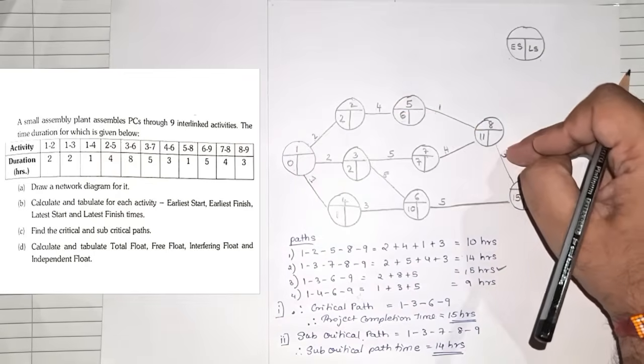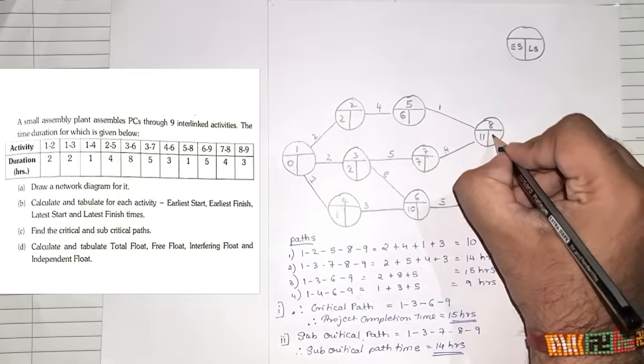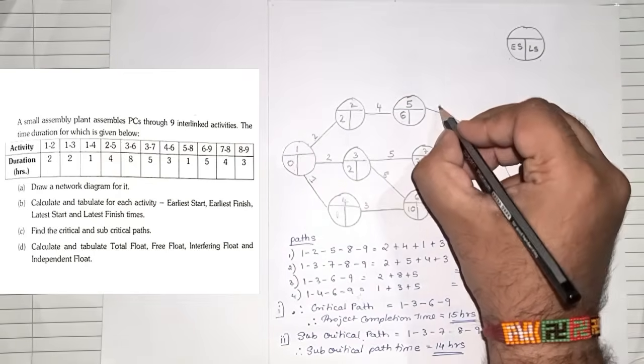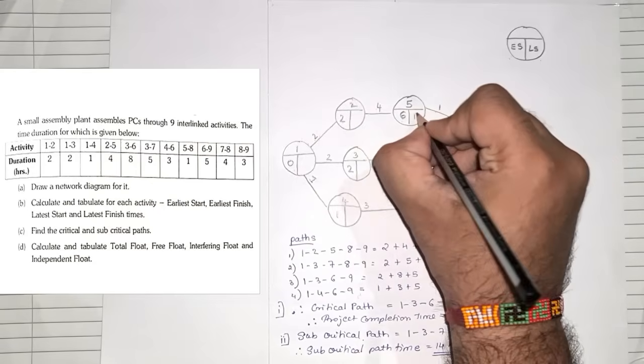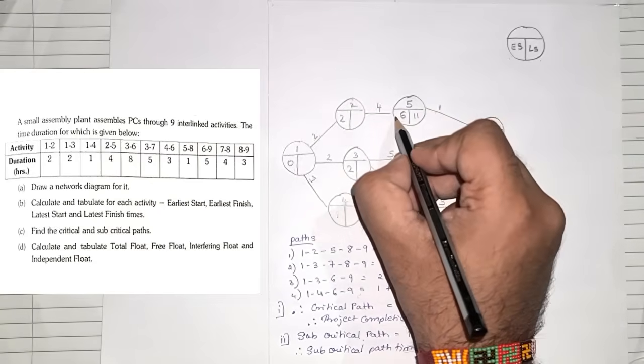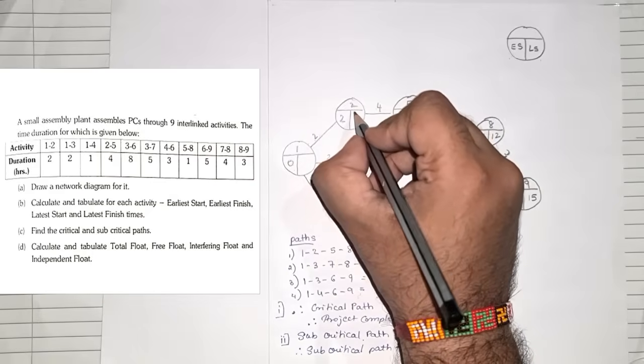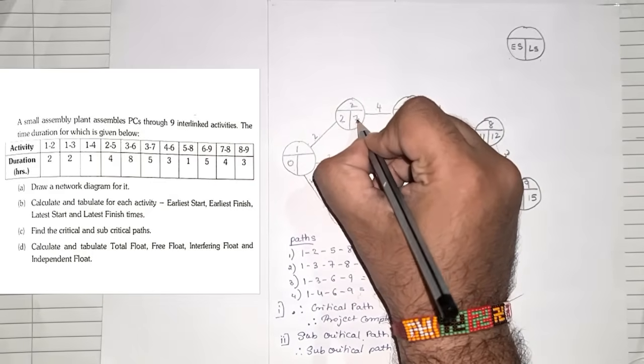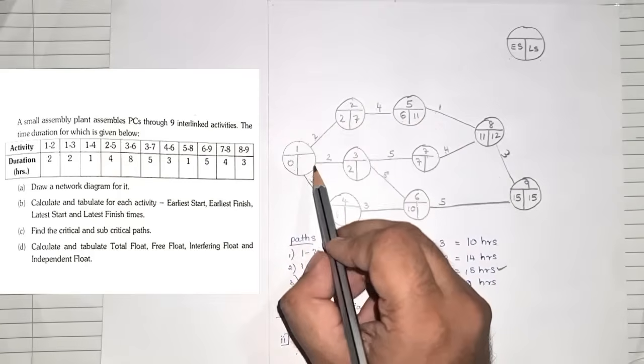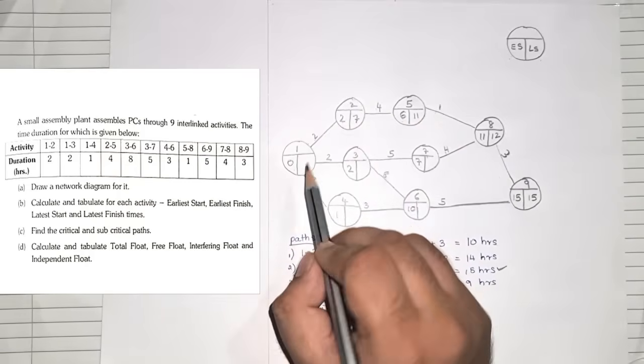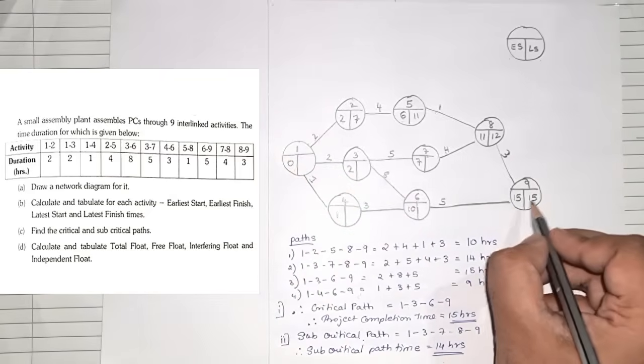So 15 minus 3 is 12. 12 minus 1 is 11. 11 minus 4 is 7. 7 minus 2 is 5, but I'll have to wait because now there's again a merger. So we'll wait. I'll go ahead with something else.